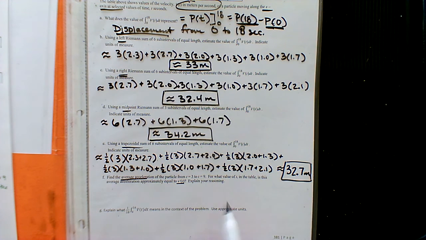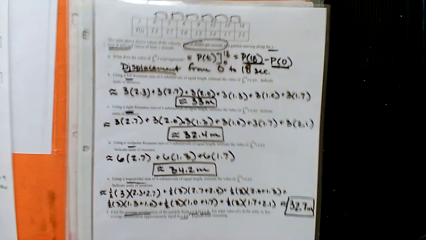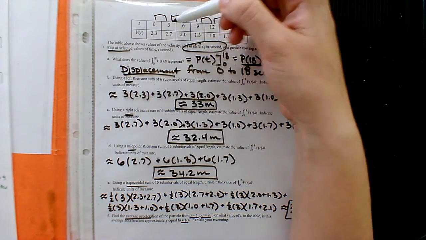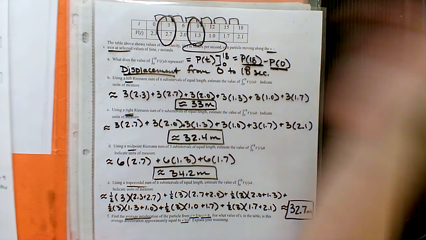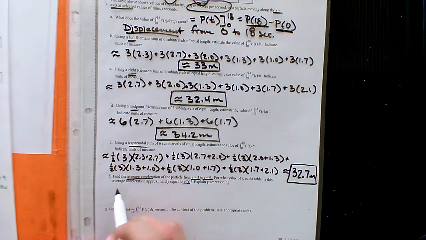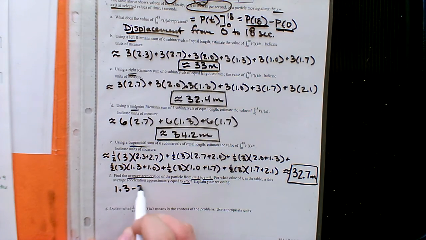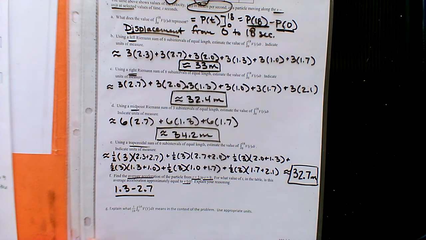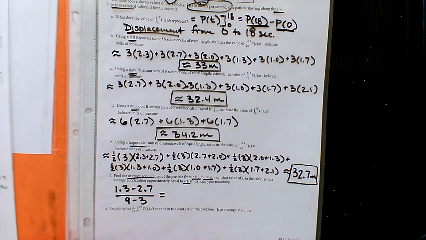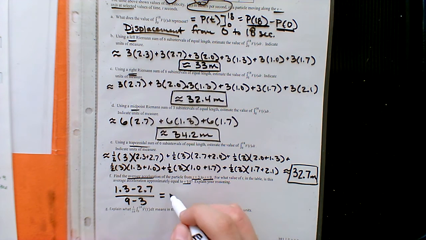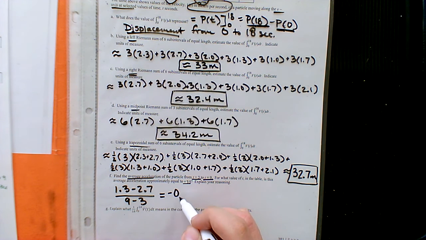The slope. Okay, so we want the slope from time 3 to time 9. So we're going to use this point and this point. So we need the change in y's over the change in x's. It's definitely going to be negative. And less than 1.